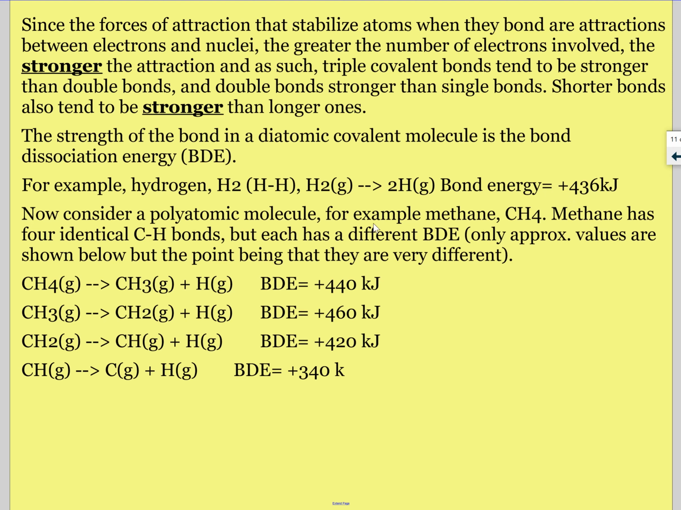Now consider polyatomic molecules, for example methane. Methane has 4 identical C-H bonds, but each has a different bond dissociation energy. These are only approximate values, and it's because as I take away the hydrogens, those energies change. It's kind of like the ionization energy we saw. So to take away the first hydrogen takes 440 kilojoules, the second 460, then 420, and to take away that last one is 430 kilojoules.